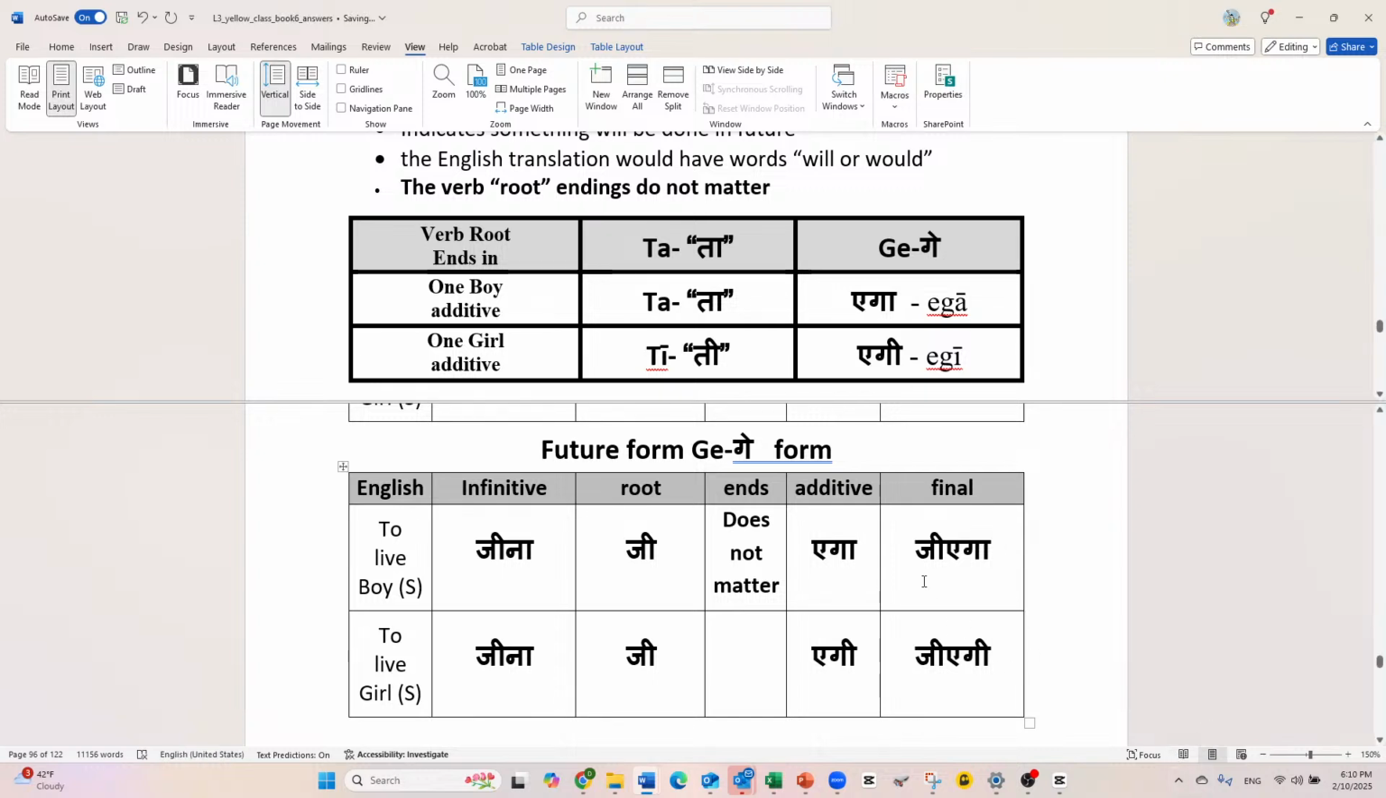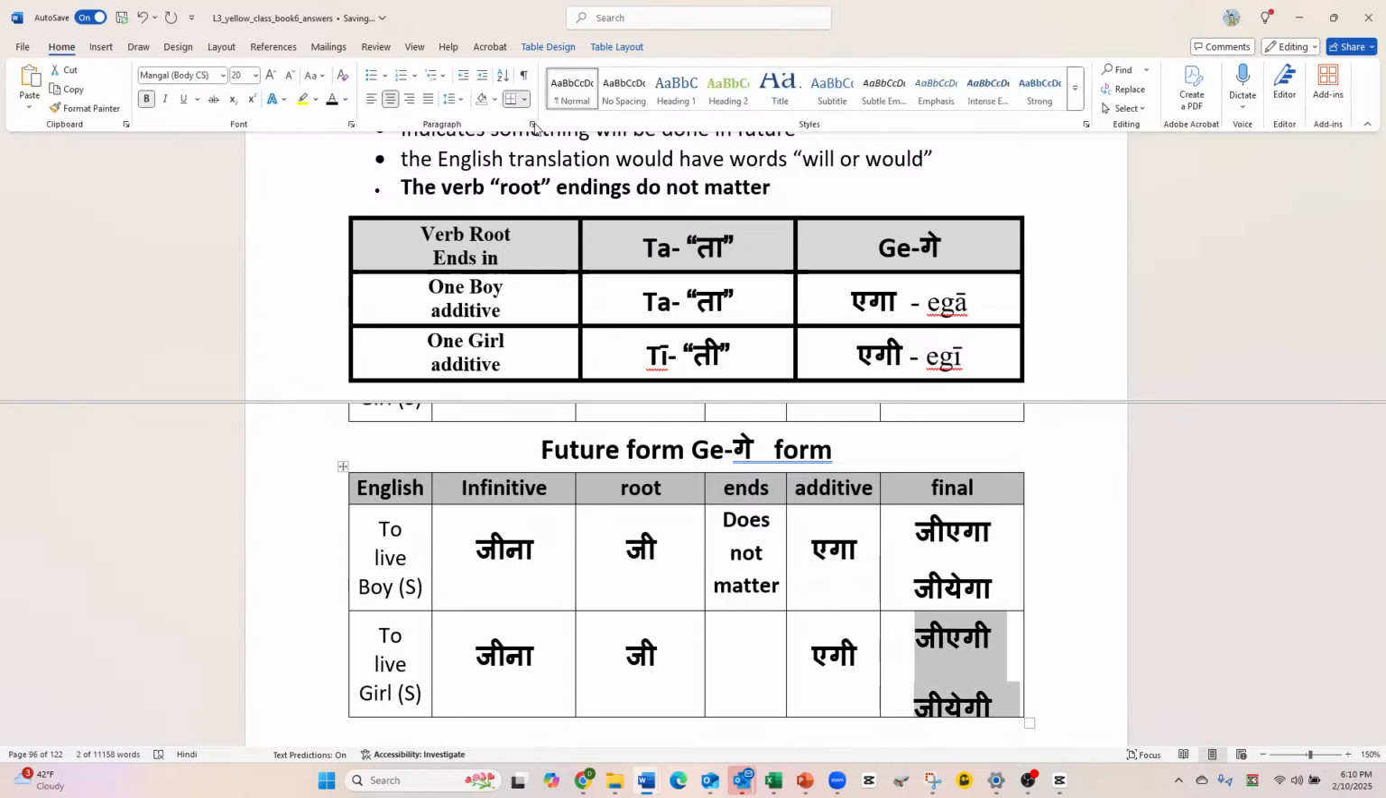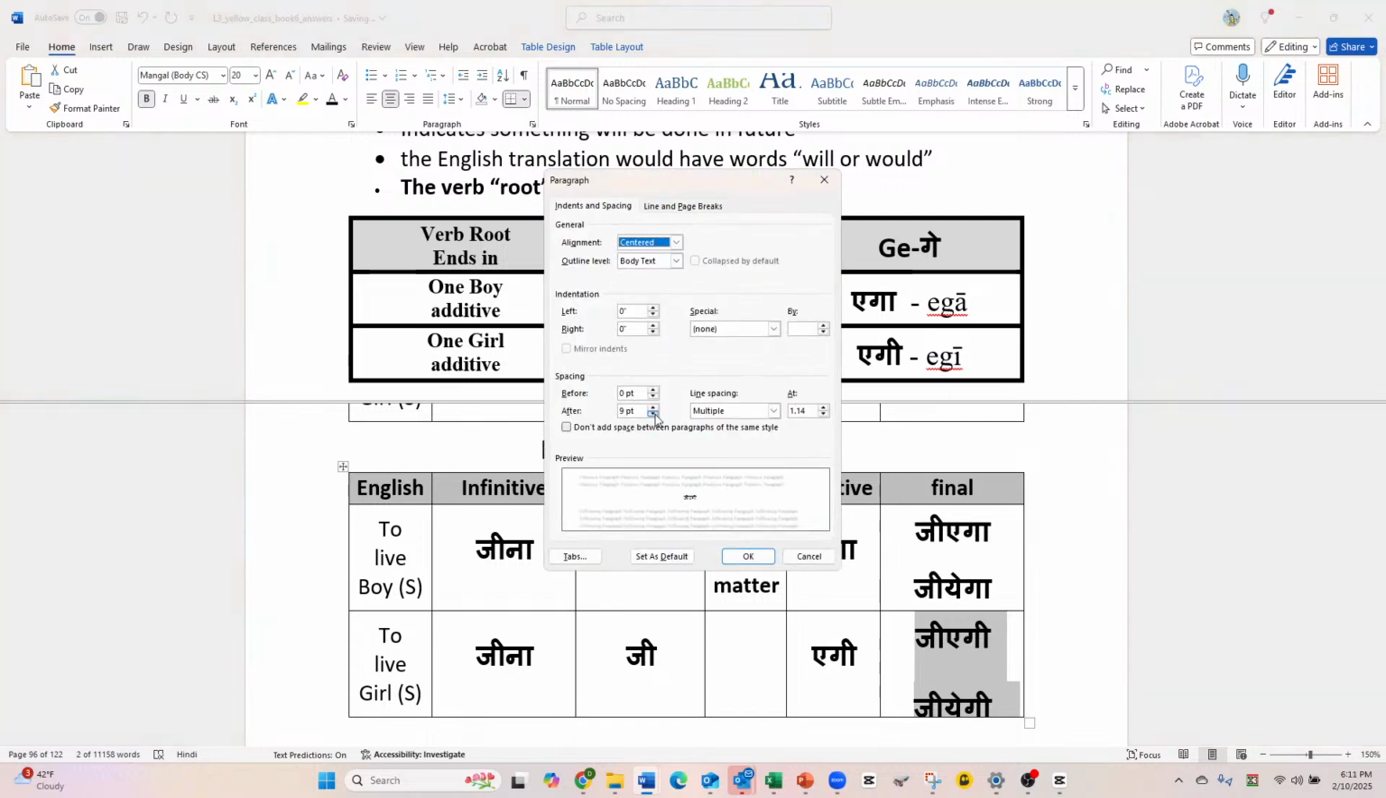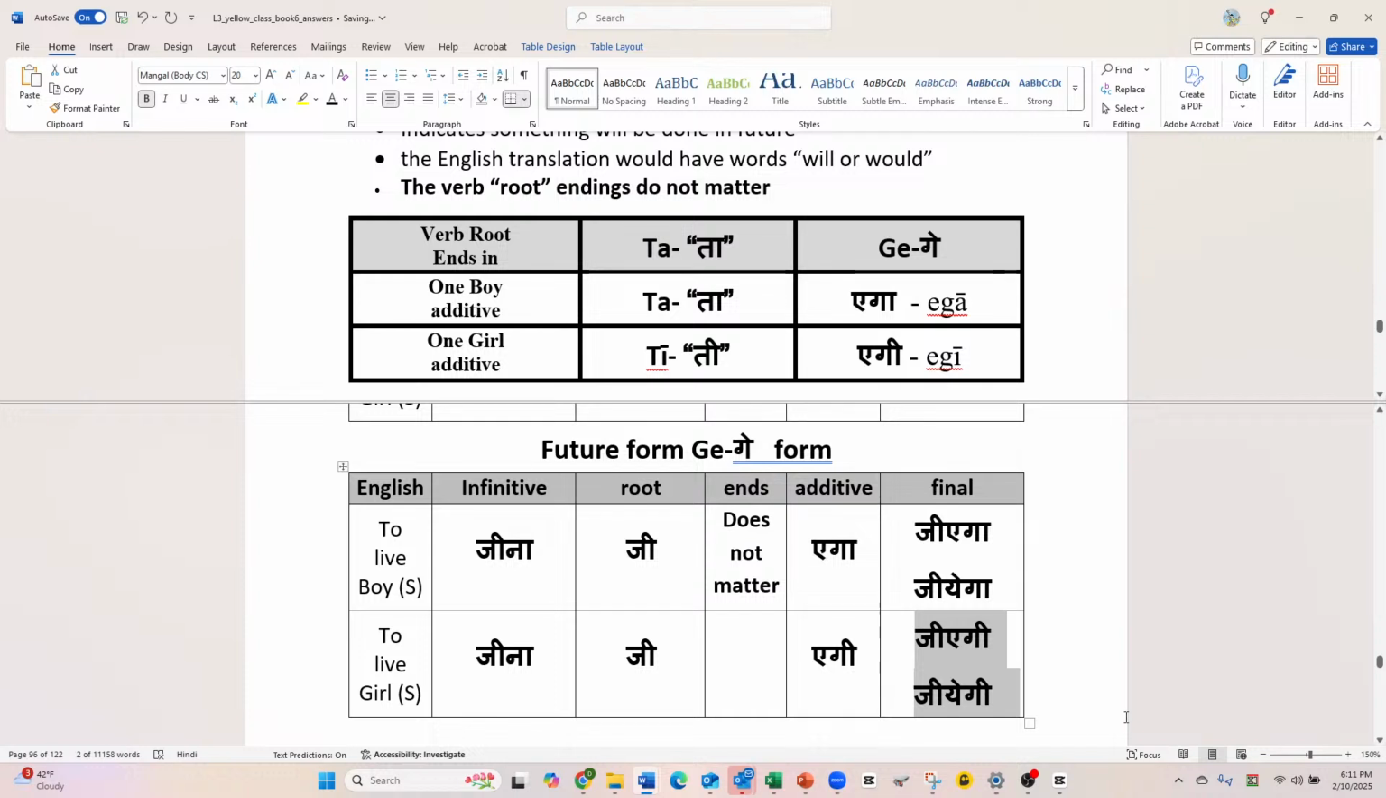Now, one more thing. Jiega could be written like this, but more than this, you'll find another spelling more often. And let me write that spelling also. Ji, ye, ga. Jiega, or G, A, E. You'll find both of these spellings, and let me make it more visible. Okay, Jiega or Jiegi. So go and write down both the spellings.